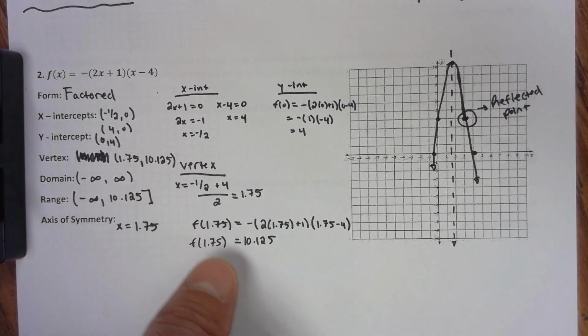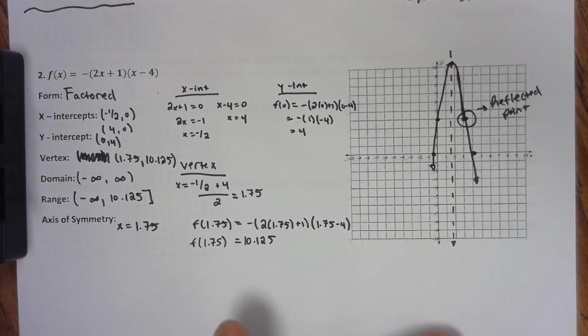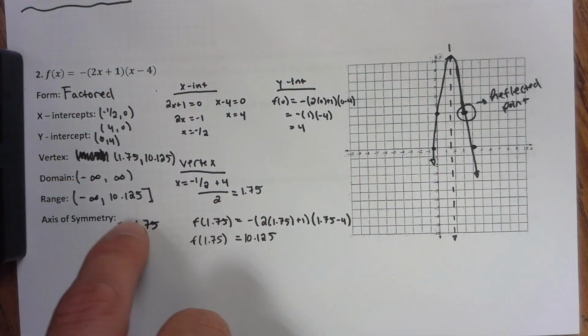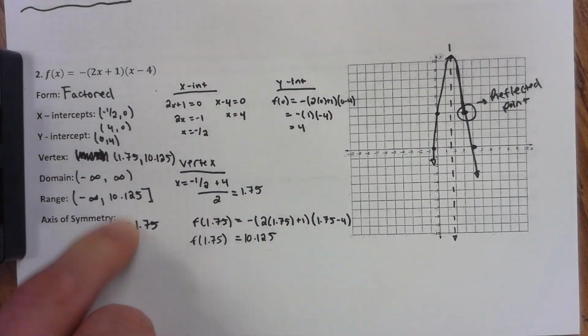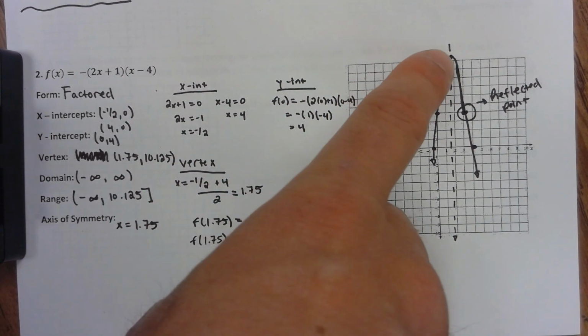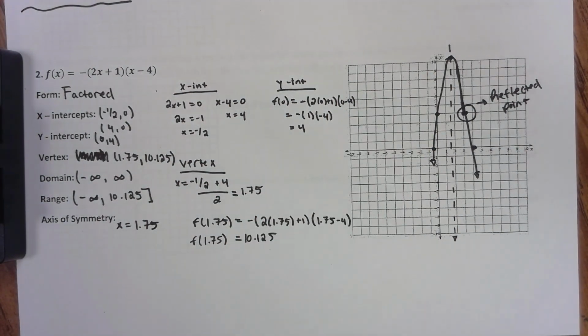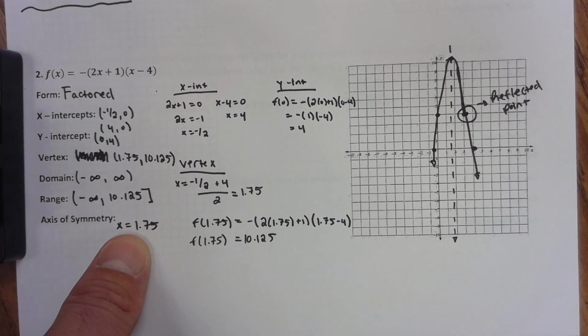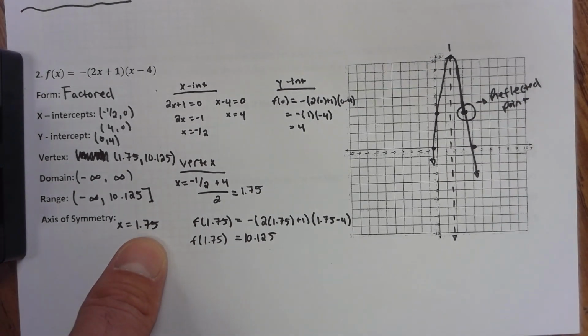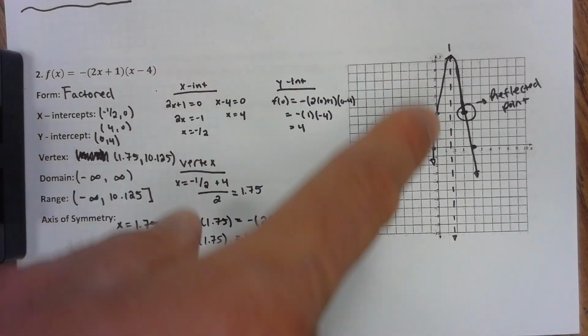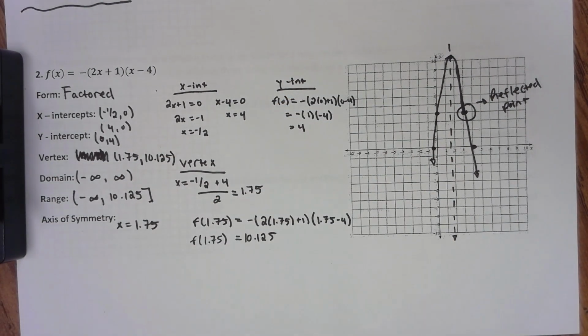For the range, now our lowest value, it goes to negative infinity. It gets all the way up to a maximum point where the y value is 10.125. And that has a squared bracket because we can specifically get to that value at 10.125. And the last additional thing here is the axis of symmetry. That's at x equaling 1.75. Again, I get that just from the x coordinate on my vertex.